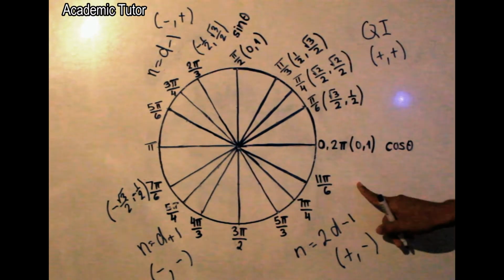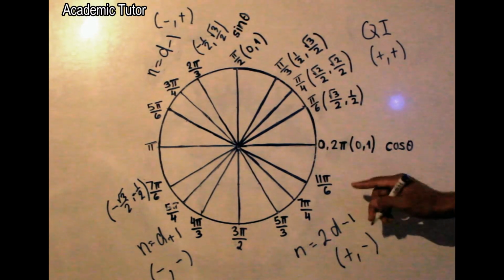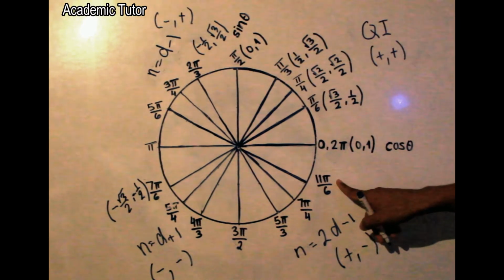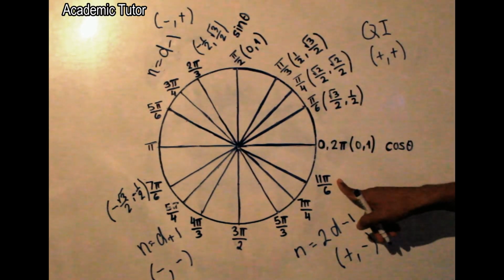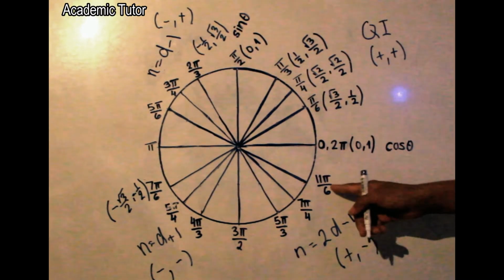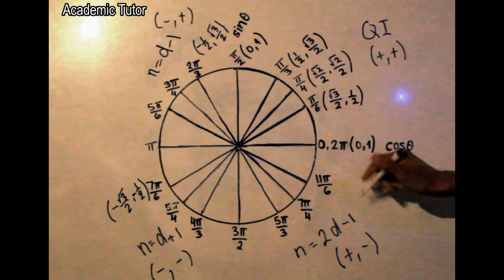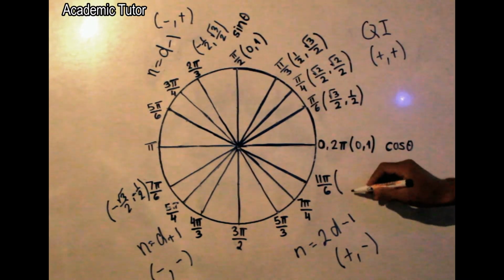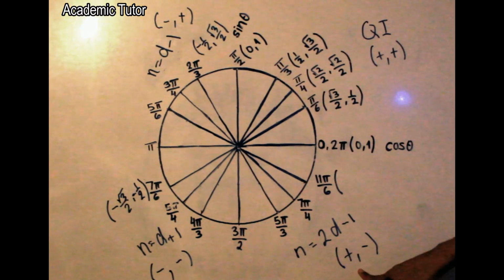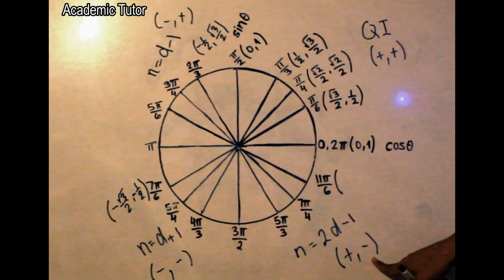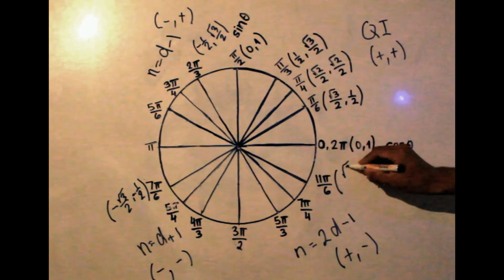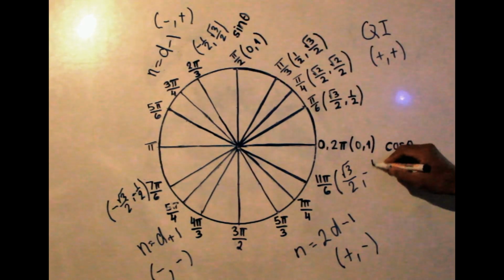And in quadrant 4, let's say we have negative pi over 6 or 11 pi over 6, and this angle will have the x values being positive and the y values being negative, so we have square root of 3 over 2 and negative 1/2.